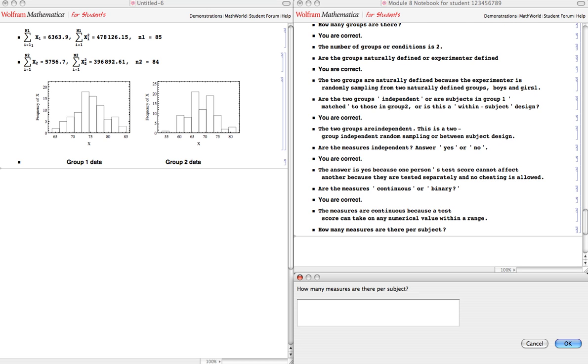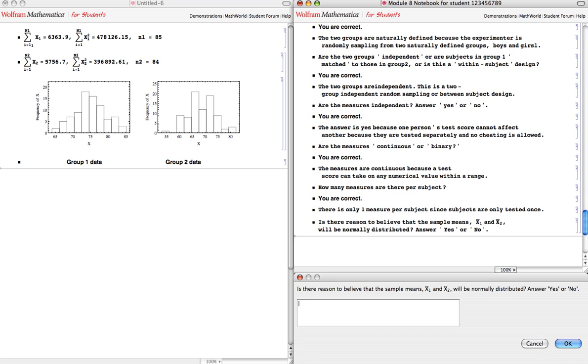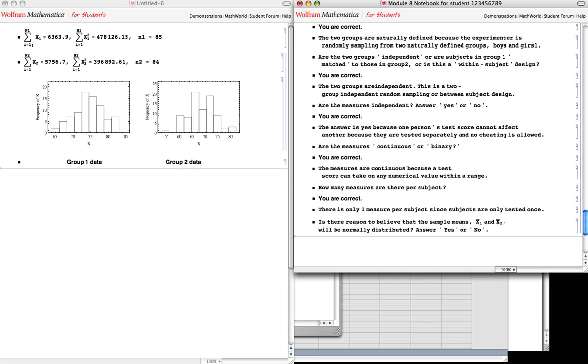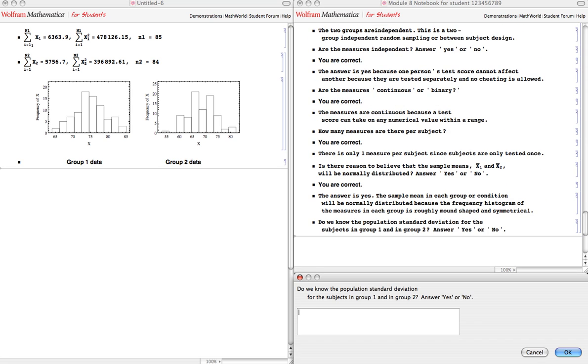How many measures are there per subject? One. Is there a reason to believe that the sample means will be normally distributed? Because the number of individuals in each group is so high, 85 and 84, and because based on these histograms, there's reason to believe that the data are normally distributed in the population. We know that the sample mean will be normally distributed because of the central limit theorem.